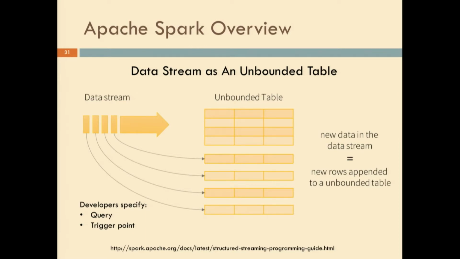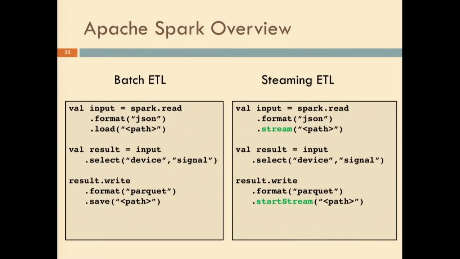So what does that mean to the code? The batch side is on the left-hand side, the stream is on the right-hand side. So we read the data, we select certain columns and we write it out. This is a very simple example. But the only difference is we're just adding the stream statement. Because of this, you can do this. Isn't that cool? That's nothing to think about, right?